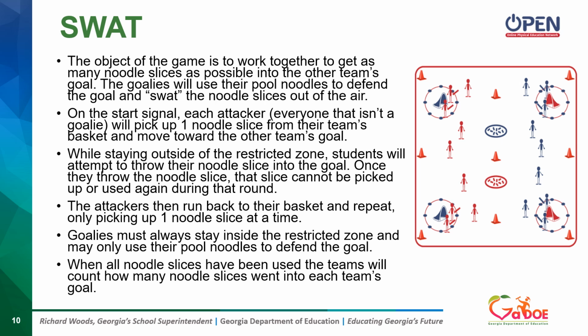While staying outside of the restricted zone, students will attempt to throw their noodle slice into the goal. Once they throw the noodle slice, that slice cannot be picked up or used again during that round. The attackers then run back to their basket and repeat, only picking up 1 noodle slice at a time. Goalies must always stay inside the restricted zone and may only use their pool noodles to defend the goal. When all of the noodle slices have been used, the teams will count how many noodle slices went into each team's goal.